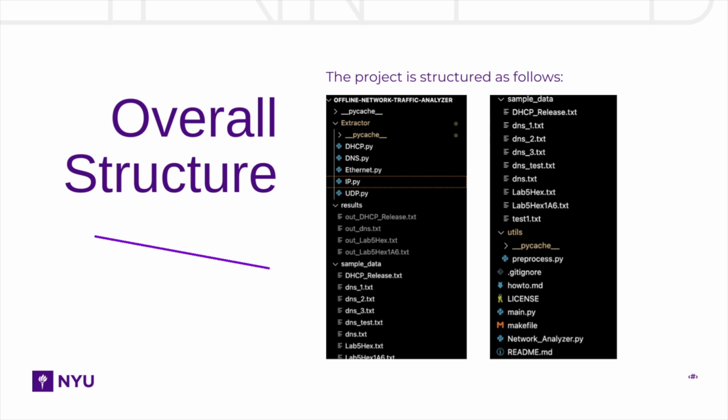The network packet analyzer.py contains the main class for analyzing network packets. And main.py is the main file to run the program. Makefile contains the variables and the commands to run the program, and how-to.md contains the instructions to run the program.